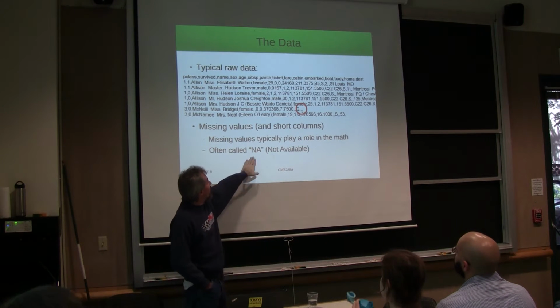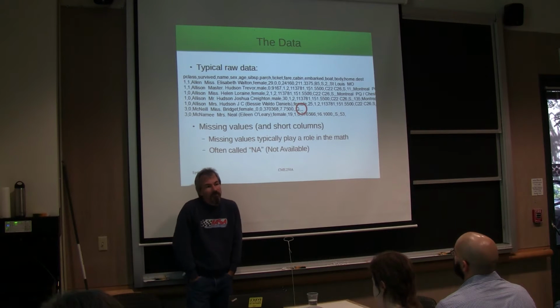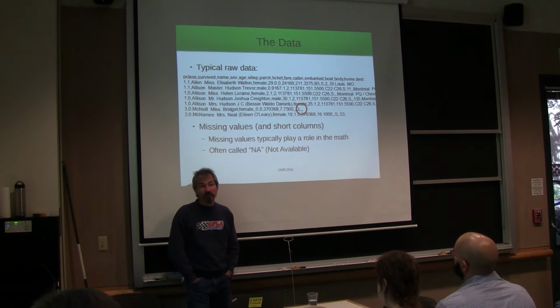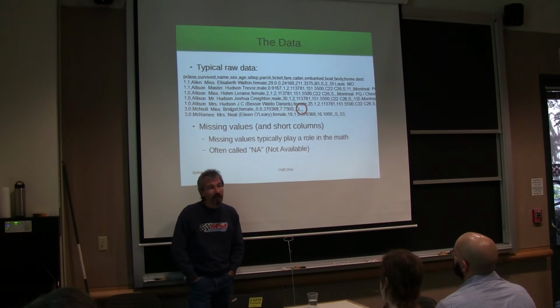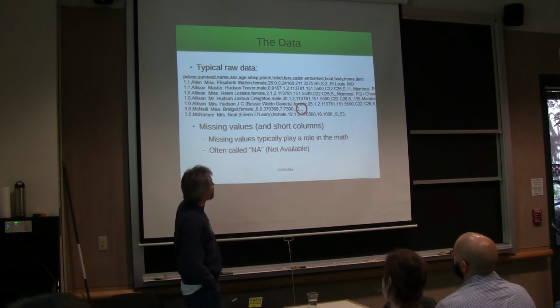So, shorthand, I'm going to use NA, not available. That's kind of common. But sometimes people have other indicators for missing values. Sometimes they use a question mark. Sometimes it's a dash. Sometimes it's some other kind of special character. NA is a common one from the R language community, but it's not the only one.